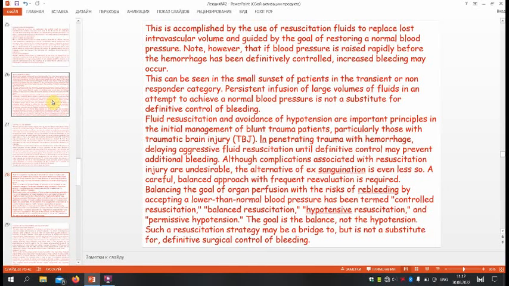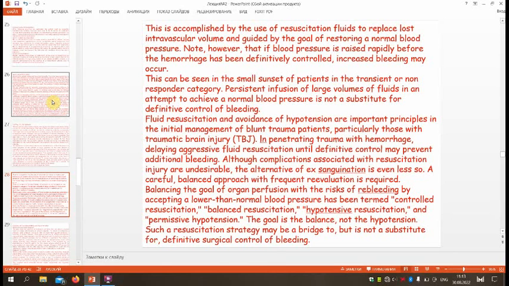Fluid resuscitation and avoidance of hypotension are important principles in the initial management of blunt trauma patients, particularly those with traumatic brain injury. In penetrating trauma with hemorrhage, delaying aggressive fluid resuscitation until definitive control may prevent additional bleeding. Although complications associated with resuscitation injury are undesirable, the alternative of exsanguination is even less so. A careful, balanced approach with frequent re-evaluation is required.